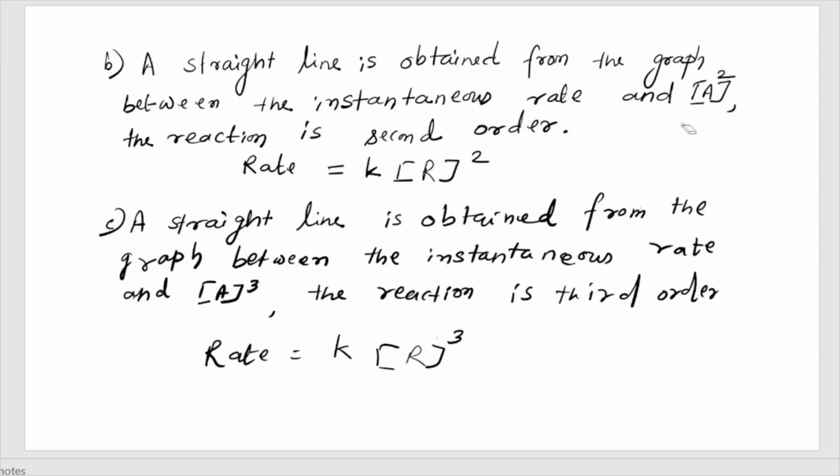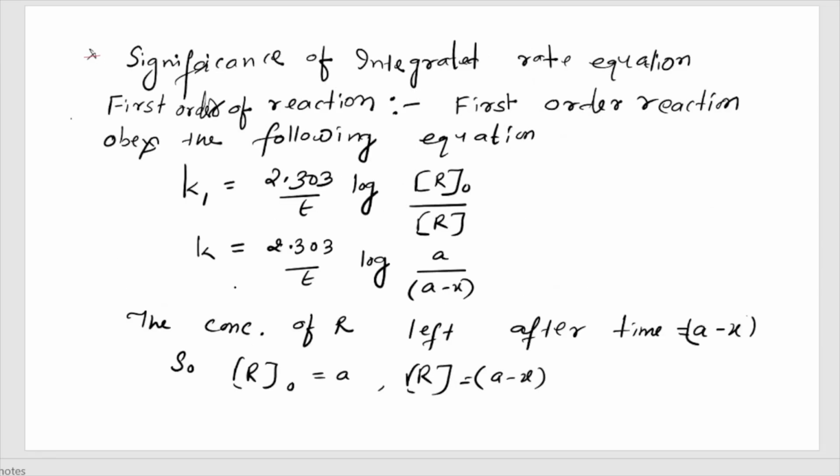So here you can easily form the graph, rate on one side versus reactant. You can find three different graphs, all having a straight line. So it is easy to know from the graph what the order of the reaction is.